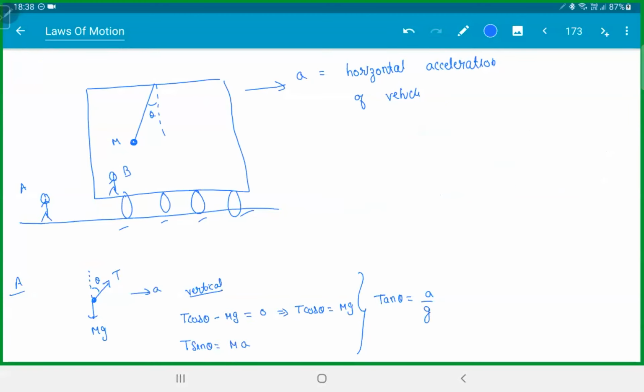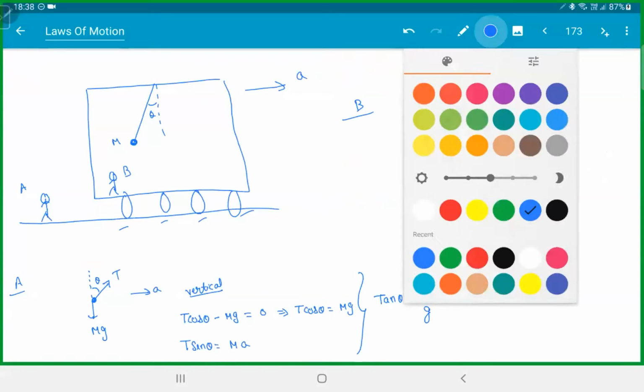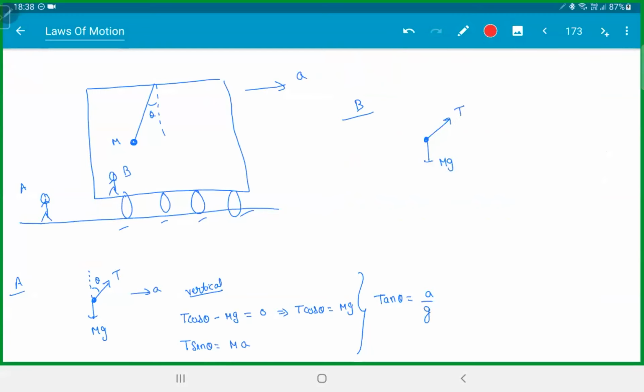If you ask B to draw the FBD, you know what B will say? He will say, okay, there is a tension, there is an mg. Since I'm in a non-inertial frame, I have to apply a pseudo force, which is mass of the particle times acceleration of the observer, in the opposite direction. He will draw it this way, the pseudo force. And what is the acceleration? 0. I don't see it moving. He will think it is at rest.